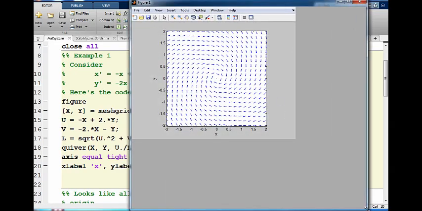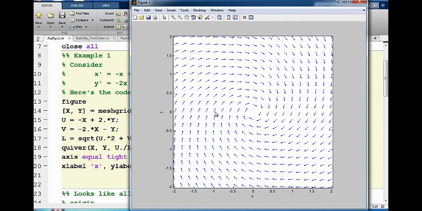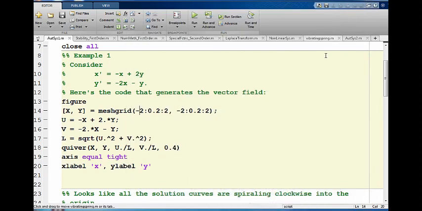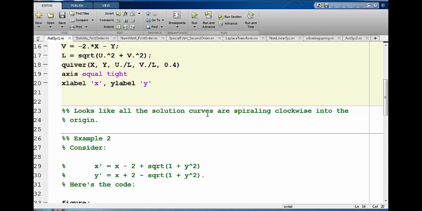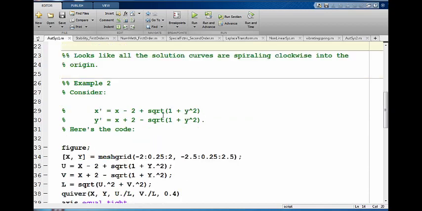So there's the result. This is obviously a case where the origin is a spiral point. And that's what it said there. It looks like all the solution curves are spiraling clockwise into the origin. Here's the second example. Again, just copied from the previous screen.